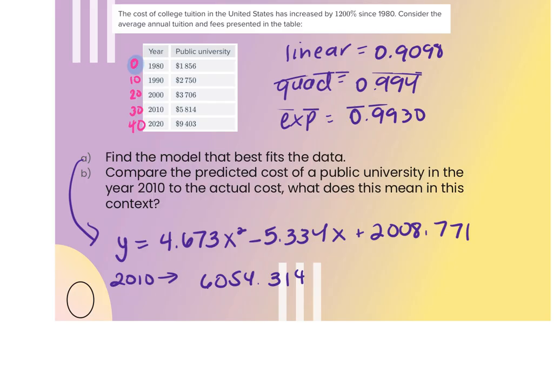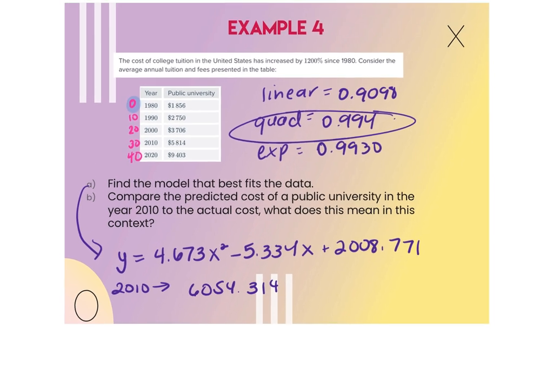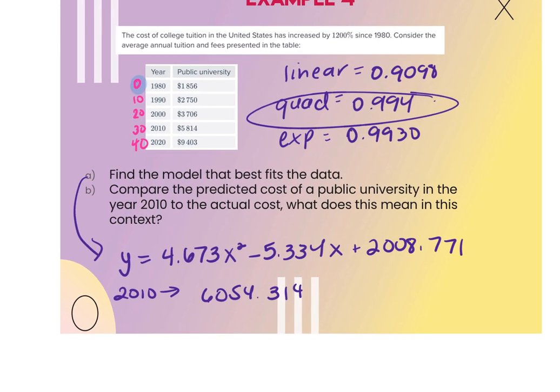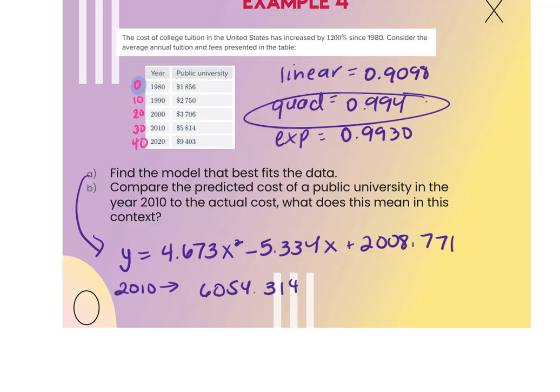All right, so we said based on the r squared, quadratic was best, okay? And this should have been your quadratic model. Remember, make sure it's an equation. It didn't say what the variables had to be, so I just put y. You could have put f of x, whatever, but because it didn't say. So I got y equals 4.673x squared minus 5.334x plus 2008.771. We good on that?